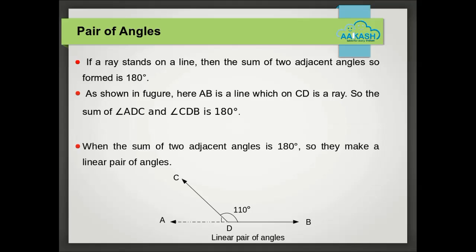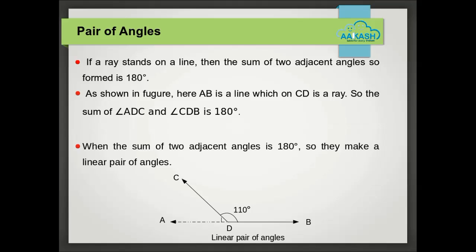Pair of angles. If a ray stands on a line, then the sum of the two adjacent angles formed is 180 degrees. As shown in the figure, here AB is a line and DC is a ray. So the sum of angle ADC and angle CDB is equal to 180 degrees. When the sum of two adjacent angles is 180 degrees, they make a linear pair of angles.